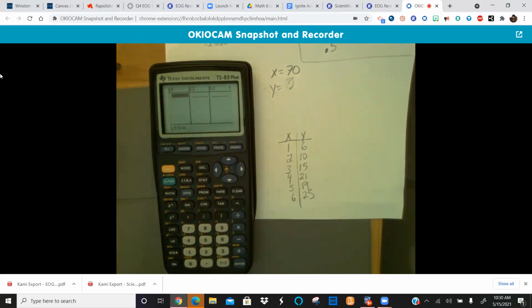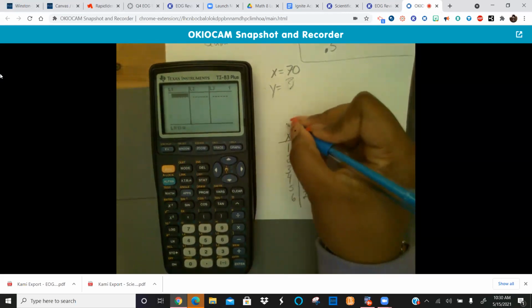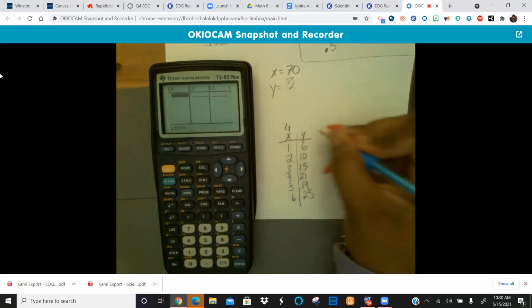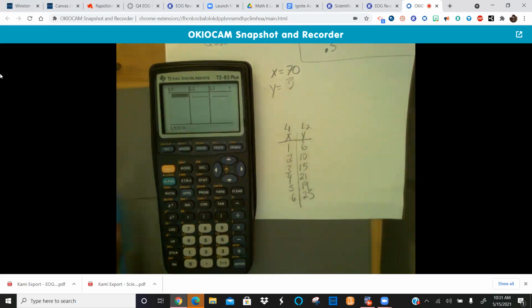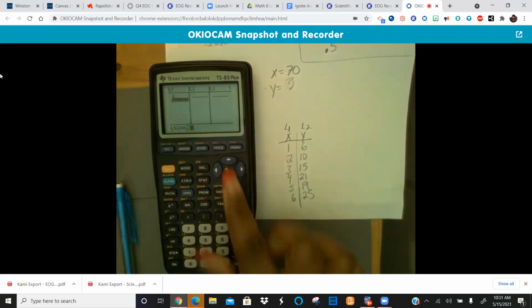And so now I'm gonna use two lists. I'm gonna put these numbers in L1 and these numbers in L2. I always use L1 and L2. So to type these numbers in, 1, press the enter, or you can press the down button. You can either press enter or down to go to the next line. 3, enter, 4, enter, 5, enter, 6.